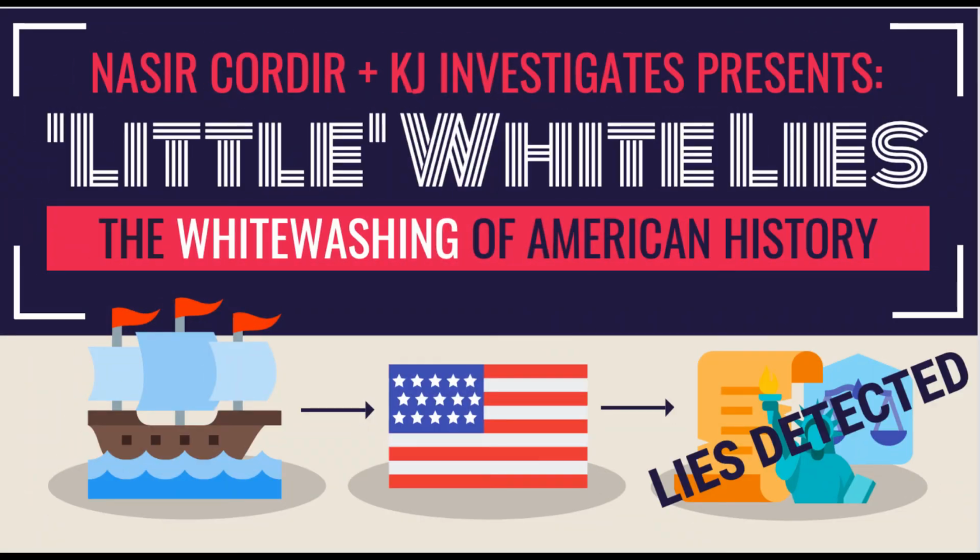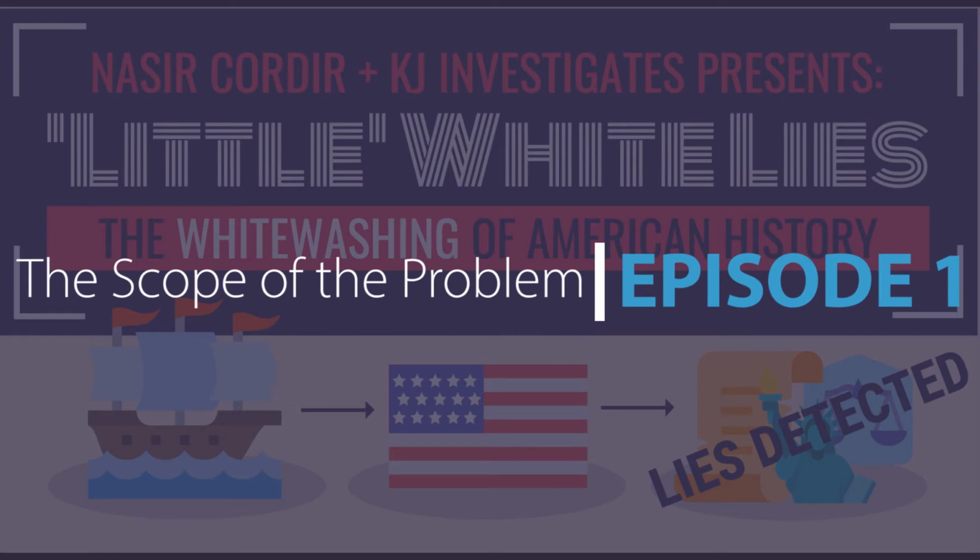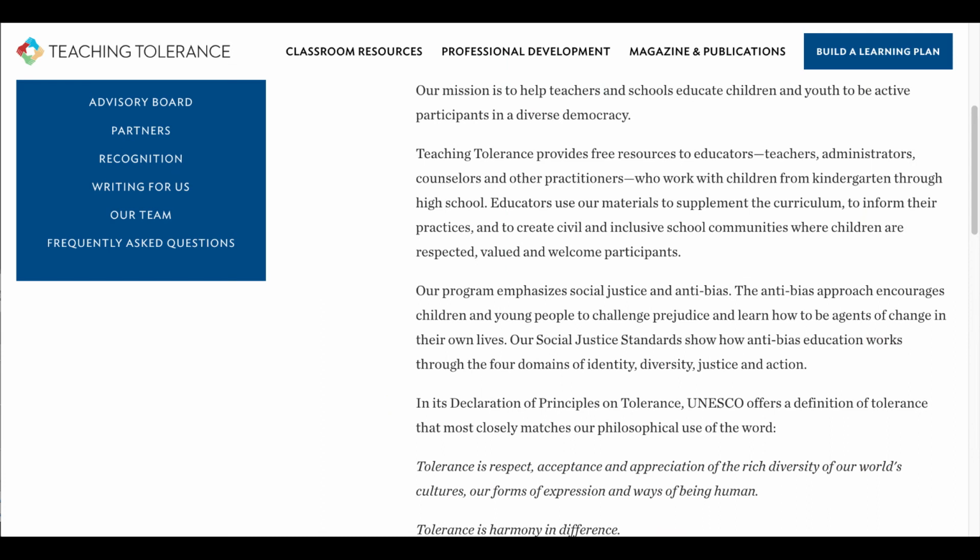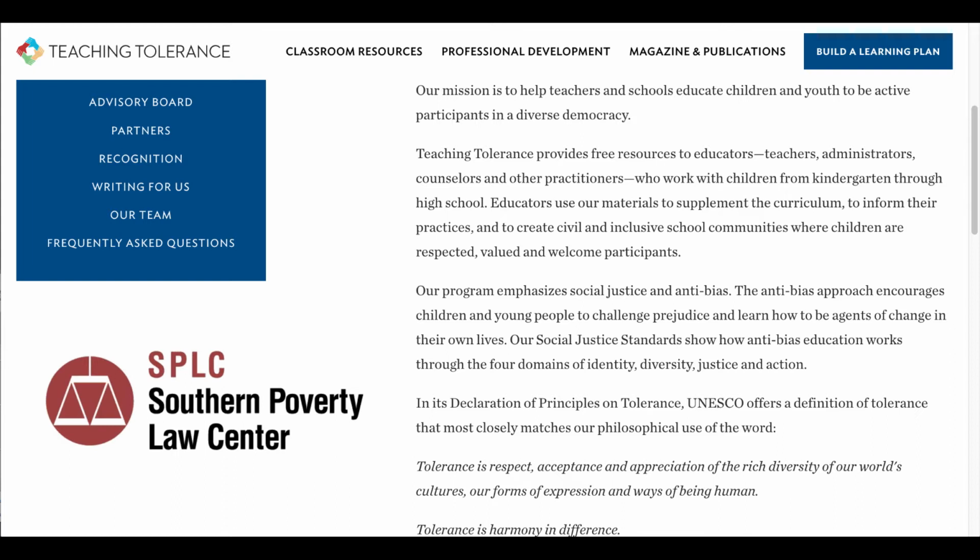Before we even jump into addressing the specific white lies that have been perpetuated, exceptionalized, or even just by omitting certain stories and narratives from our history books, we first have to look at and recognize the scope of the problem. The study I want to look at comes from an organization called Teaching Tolerance. And this is a project that is run by the Southern Poverty Law Center.